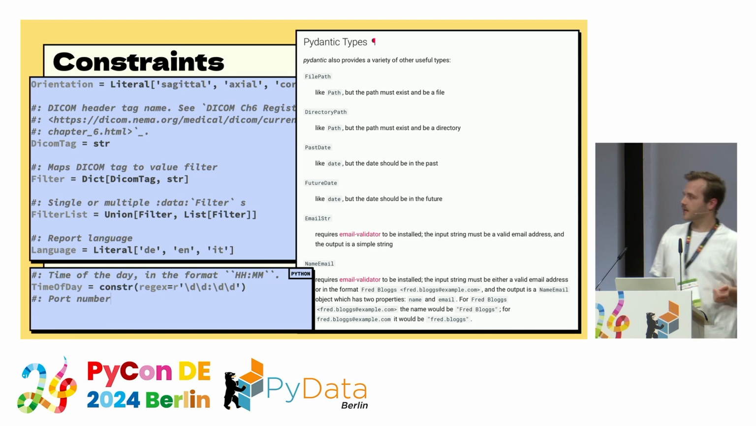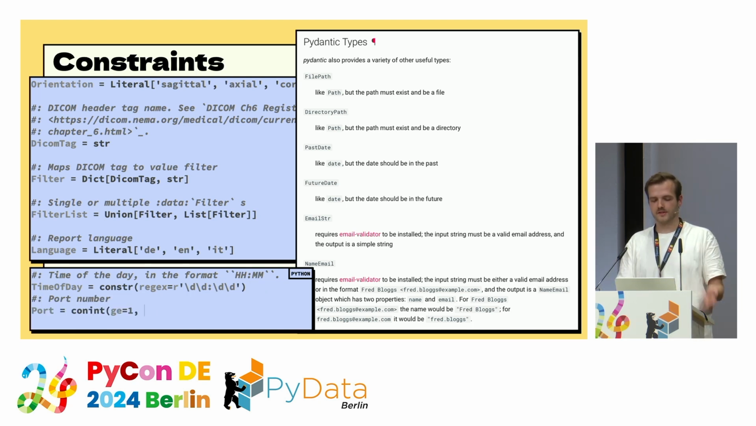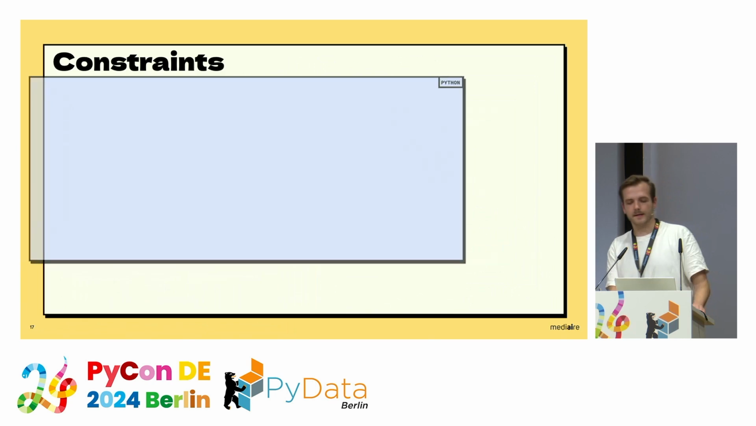And the port example that I had earlier, it's pretty easy to do here. You say, okay, port is a positive number between 1 and 65,000. So with this one line, I can get rid of all of that boilerplate code that I showed you earlier.